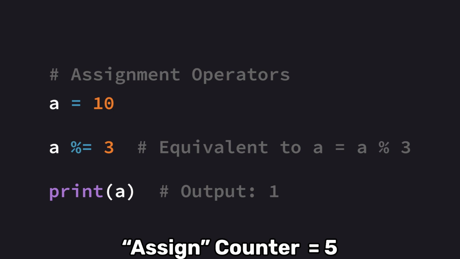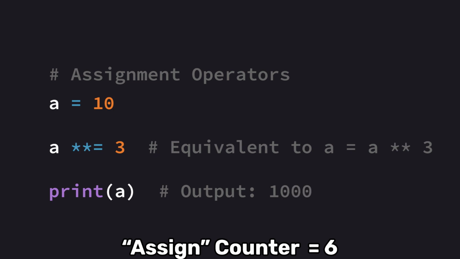The percent equals symbol performs a modulus and assigns. The double asterisk equals symbol exponentiates and assigns. The double forward slash equals symbol applies floor division and assigns.